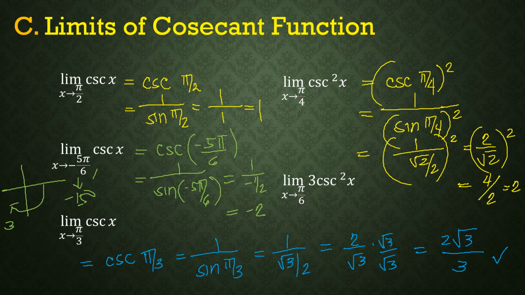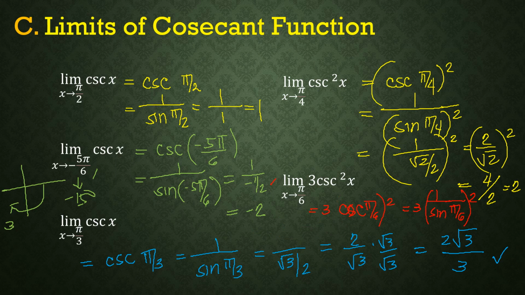Next we have the limit of 3 times the square of cosecant x as x approaches pi over 6. So we have 3 times cosecant pi over 6 quantity squared, and that will be 3 times 1 over sine pi over 6, squared. Cosecant pi over 6 is equal to 1 half. So we have 3 times 1 half quantity squared. The square of 1 half is 1 over 4, times 3 is 3 over 4. So our answer is 3 over 4.